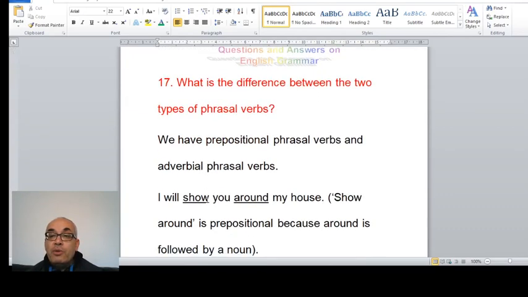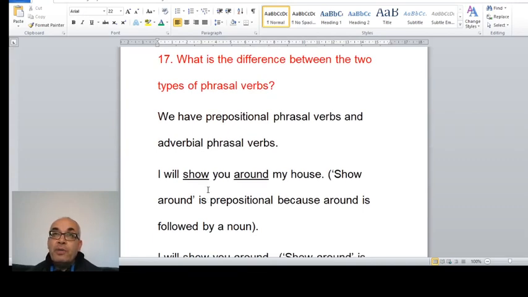What's the difference between the two types of phrasal verbs? Of course, we need a lesson on phrasal verbs, but this is very quick. We have prepositional phrasal verbs and adverbial phrasal verbs. A phrasal verb is a main verb with a preposition, but sometimes it looks like a preposition, but we call it an adverbial particle. But let's make it simple for you. We have prepositional phrasal verbs and adverbial phrasal verbs. What's the difference between them?